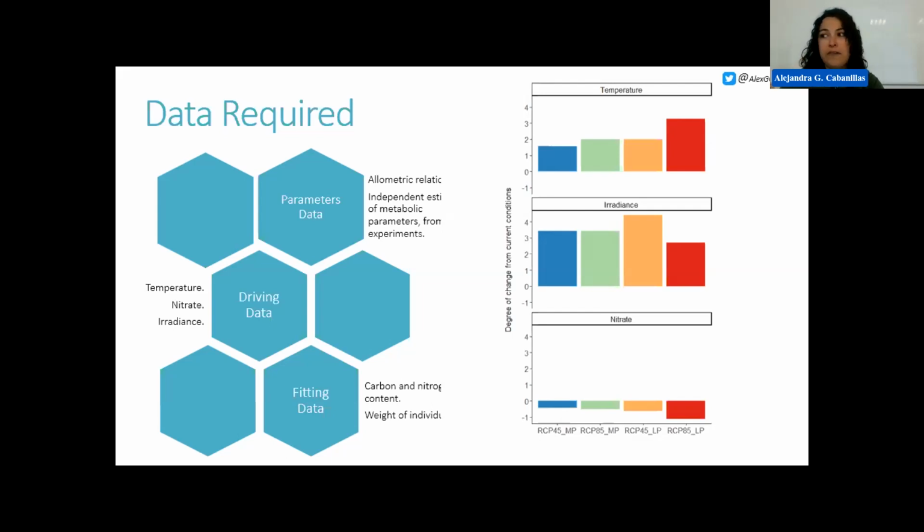This is from previous IPCC reports, not from the latest ones. And unfortunately, the previous conditions were a bit more optimistic than the current ones. But very roughly, we see an increase in temperature and irradiance and a decrease in nitrate availability.